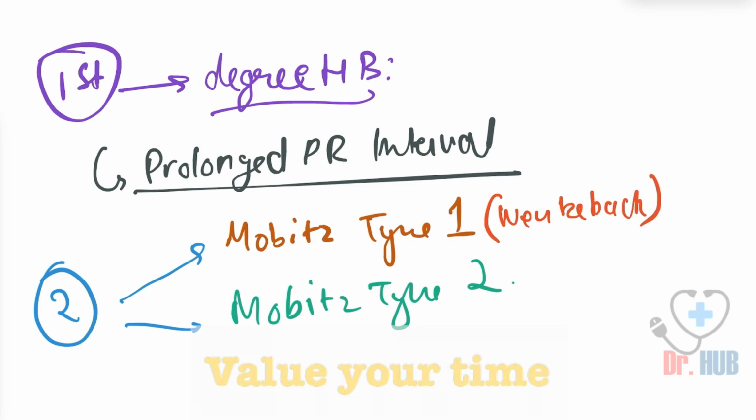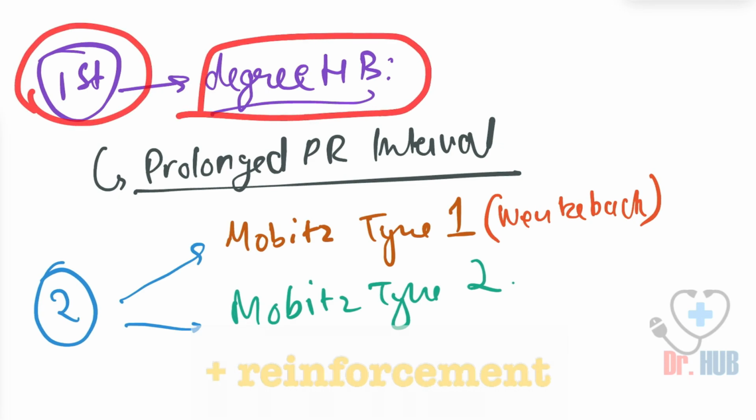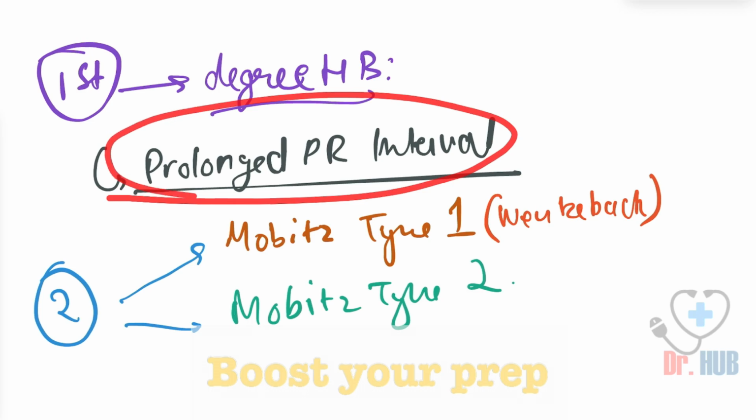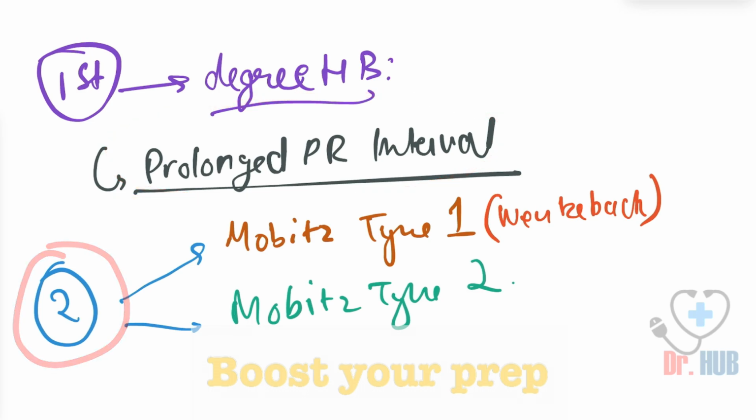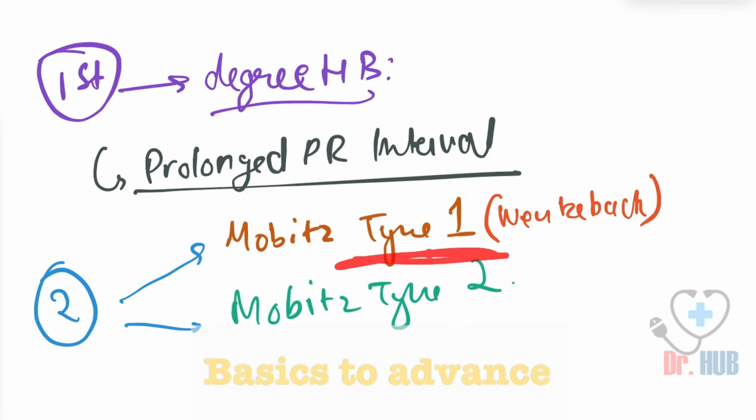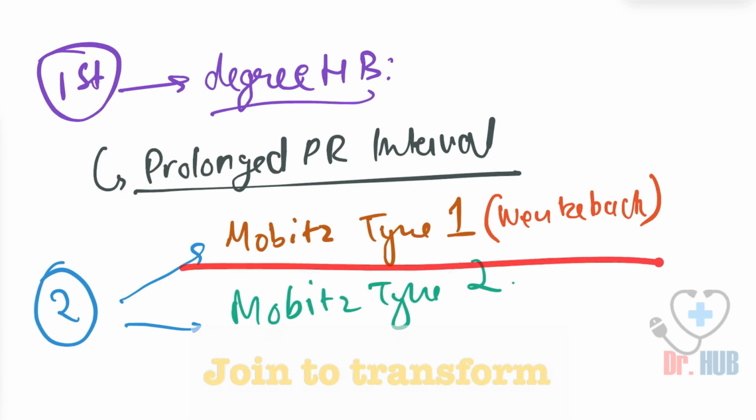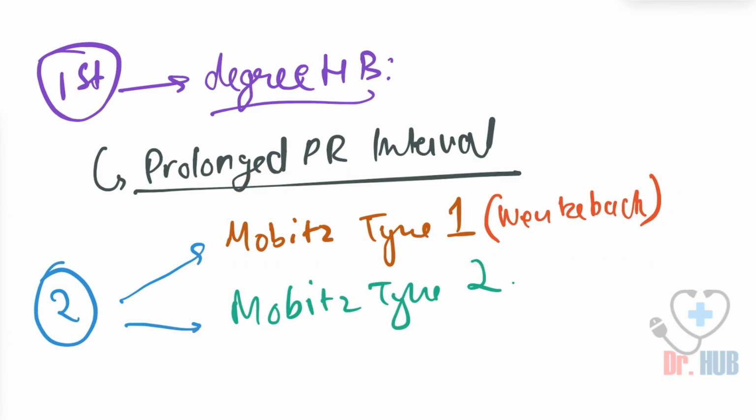So now let us just recap what we did. We saw the first degree heart block has a prolonged PR interval. And then we saw the second degree heart block is divided into two categories: the Mobitz type 1 and the Mobitz type 2. The Mobitz type 1 is also known as the Wenckebach. Now we'll be dealing with type 2 in detail.